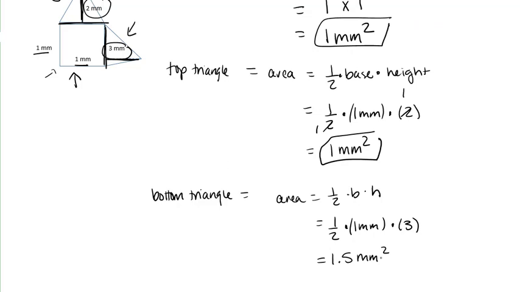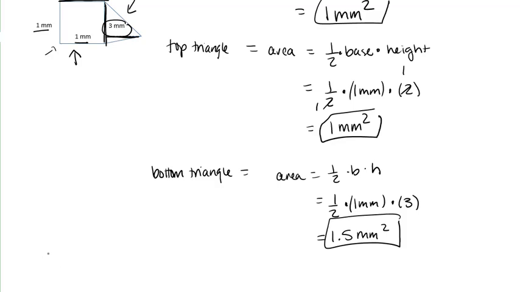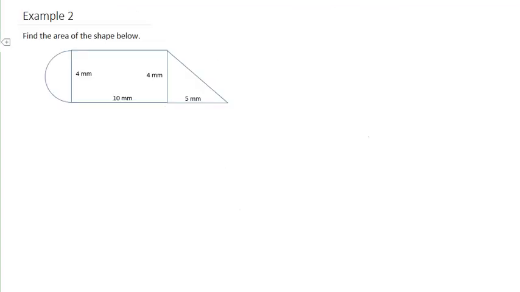And so when we need to add all of them together, we're going to add all 3. So we get 1 plus 1 plus 1.5, which gets us to 3.5 millimeters squared. And this would be the area of our shape above. So let's do one final example. Find the area of the shape below.